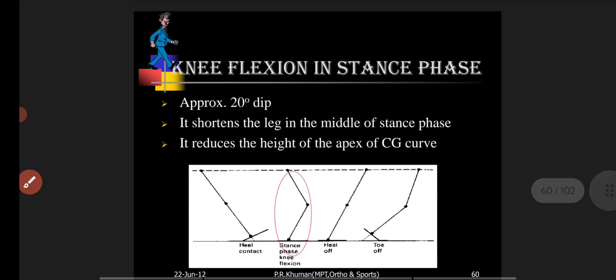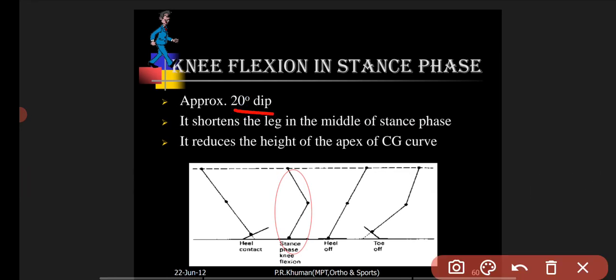Number 3 is the knee flexion in stance phase. The knee flexion occurs approximately 20 degrees. It shortens the length of the leg in the middle of the stance phase. It reduces the height of the apex of the center of gravity. See here, 20 degrees of knee flexion occurs. It shortens the leg in the middle of the stance phase, here. It reduces the height of the apex of the center of gravity.